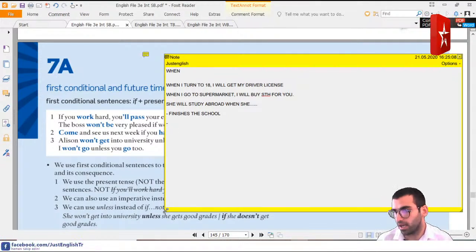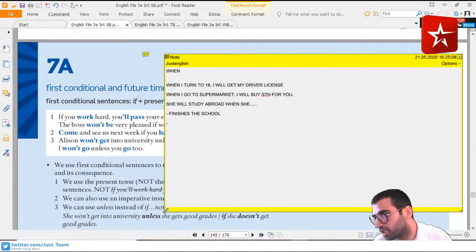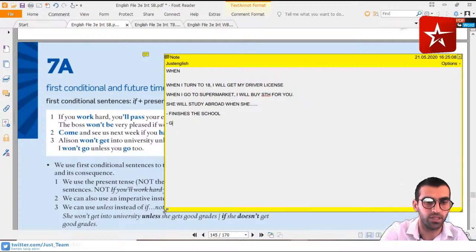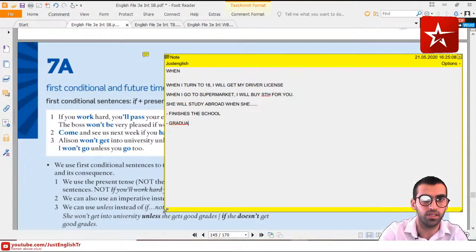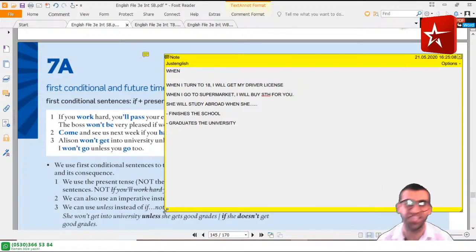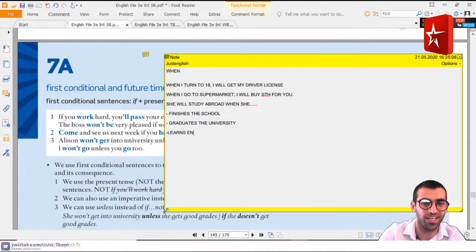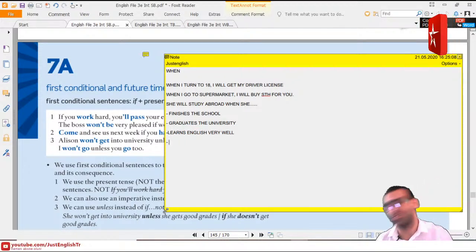And any other idea? Do you have any other idea? Let me know, please. Yes. Okay, Kairat Balan. When she graduates university. When she graduates the university is correct. Graduates, not graduated. When she learns speaking English. Yes, that is important. When she learns English very well. When she watches our online lessons.